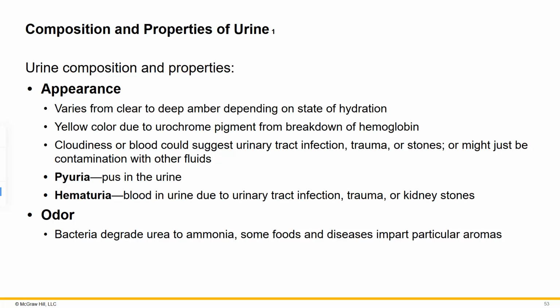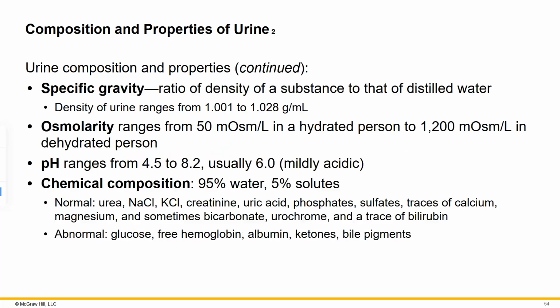Odor: bacteria degrade urea to ammonia. Some foods and diseases impart particular aromas. Specific gravity is the relative density of a substance to that of water. The density ranges are listed. Osmolarity ranges are as listed. That, in combination with specific gravity, tells you the overall hydration of the patient. pH ranges from 4.5 to 8.2. Usually it's about 6, mildly acidic. The chemical composition is listed here. It would be abnormal to have glucose, hemoglobin, albumin, ketones, or bile pigments in the urine.